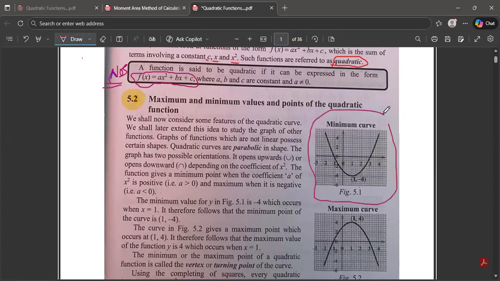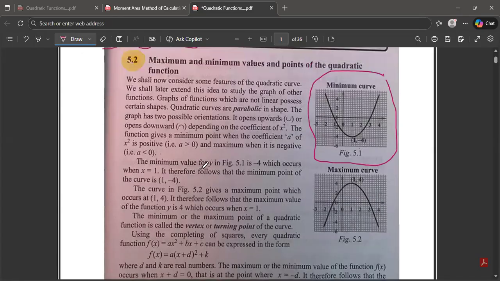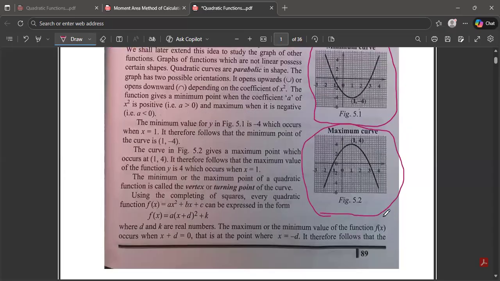And when the coefficient is negative, you are going to get a maximum curve. If I'm saying this, don't get confused. An example of this equation could be in the form of maybe negative ax squared minus bx plus c.